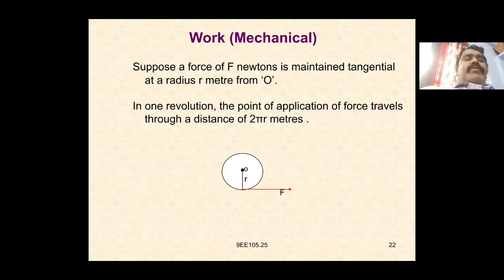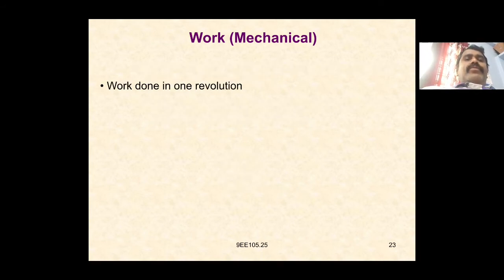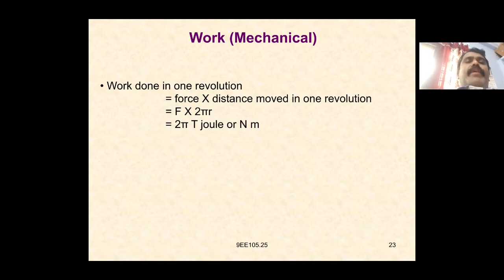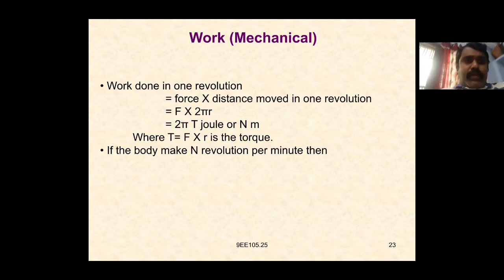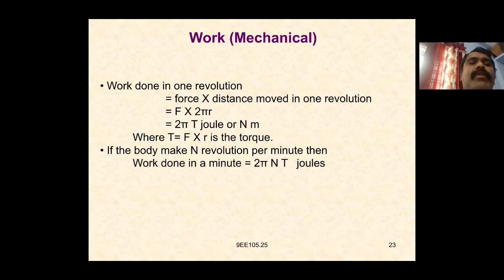The force can be applied and this drum can be moved. Work done is equal to force into distance here. So work done in one revolution is equal to force into distance moved in one revolution, F into 2 pi r, which is equal to 2 pi T, where F into r joule or Newton meter, and T is equal to F into r, the torque. If the body makes n revolutions per minute, then work done in a minute is equal to 2 pi nT joules.